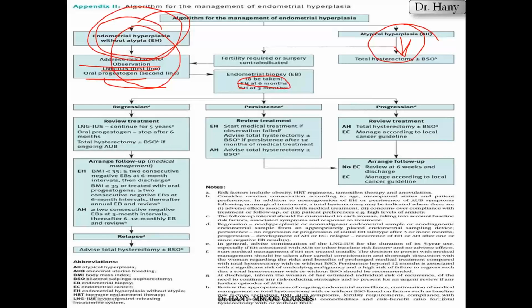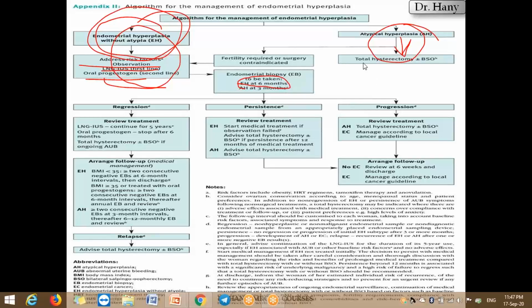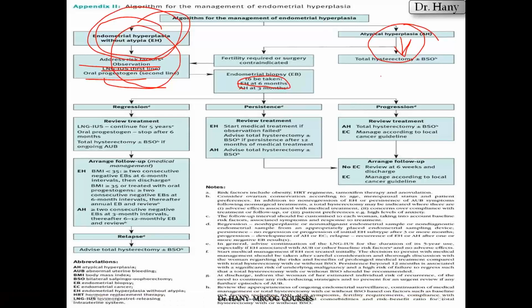If the woman has atypical hyperplasia, the definitive treatment is total hysterectomy with bilateral salpingo-oophorectomy. There is no conservative treatment unless she is young. Again, the definitive treatment is total abdominal hysterectomy and bilateral salpingo-oophorectomy. Why? Because of the risk of concomitant cancer and the risk of ovarian cancer. So this is the definitive treatment.